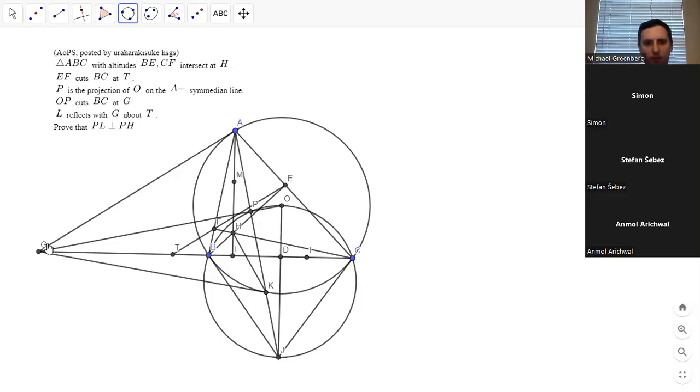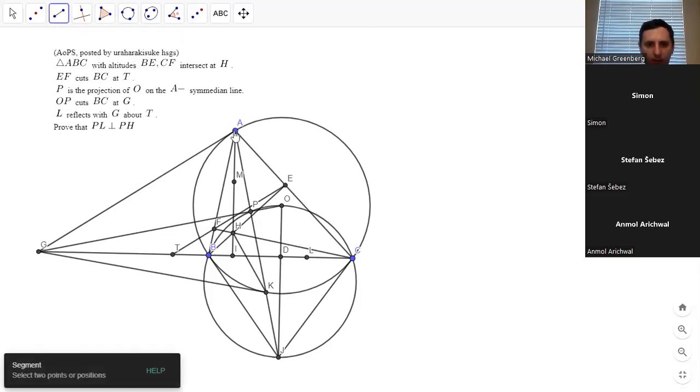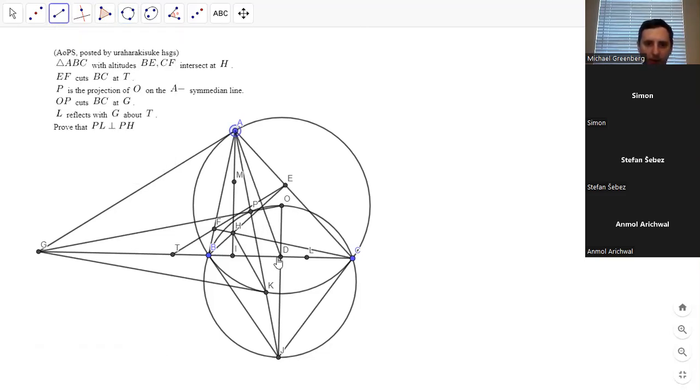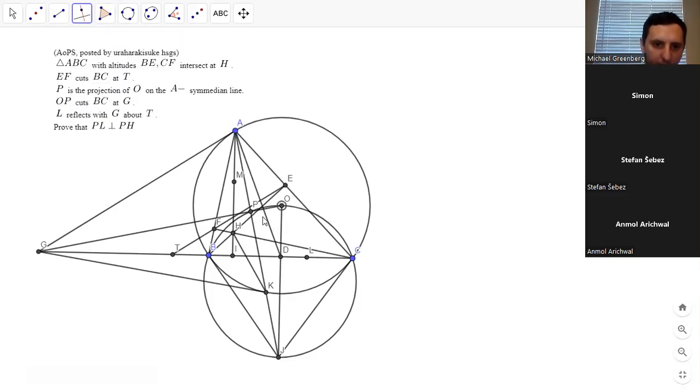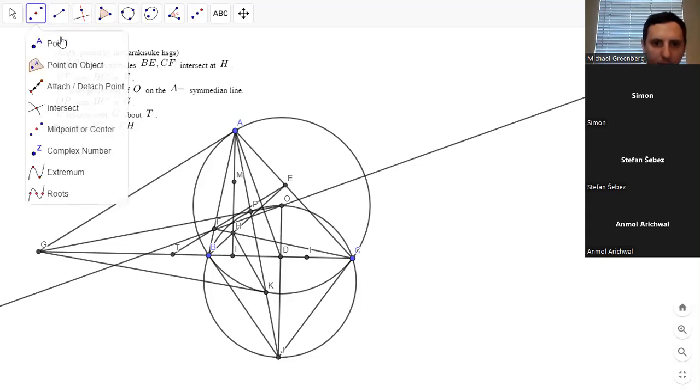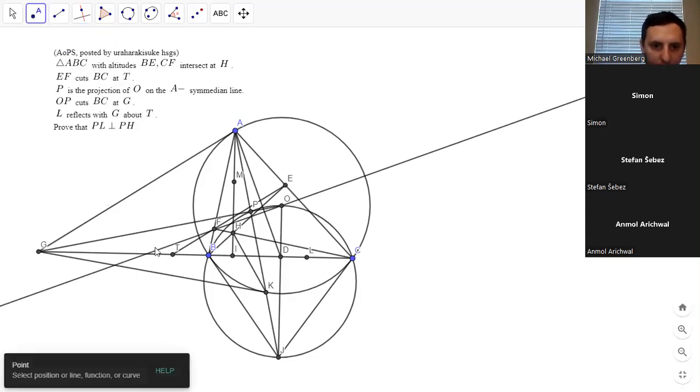So if these are perpendicular, then I wonder if AB is perpendicular. Let's see, what do we get if we draw the perpendicular from O to AD? Let me see if there's something special about this point right here.